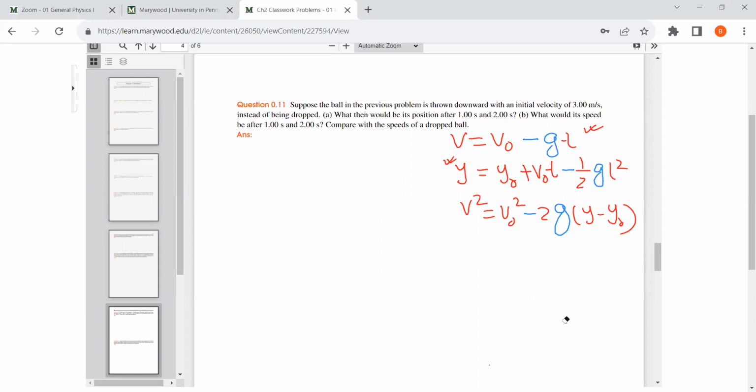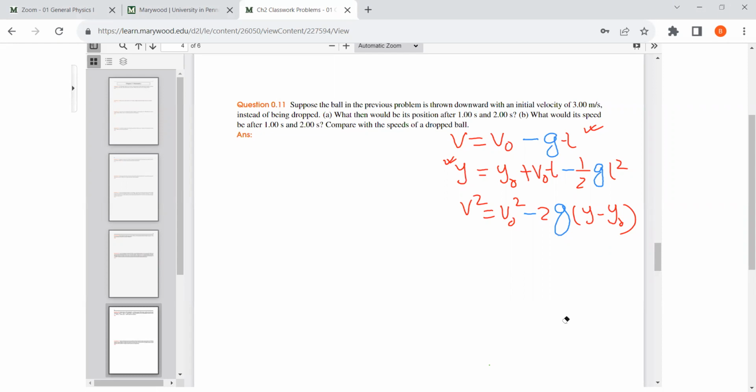Okay, so in the last problem V0 was 0. We just dropped the ball with initial velocity equal to 0. Now here we have some initial velocity that is equal to 3 meters per second. So we throw the ball with initial velocity equal to 3 meters per second. Now we have to do the same thing. We have to find y1 and y2 and also v1 and v2.